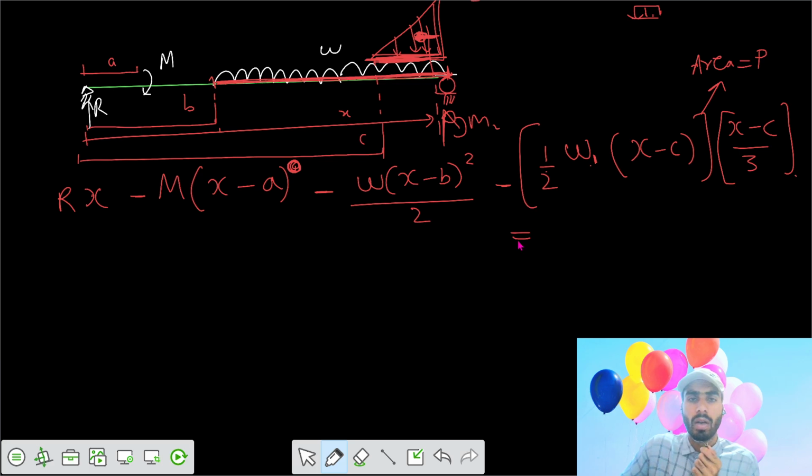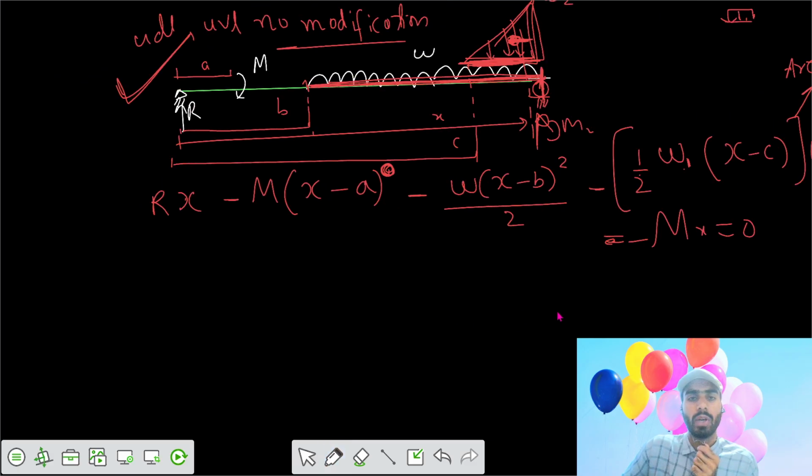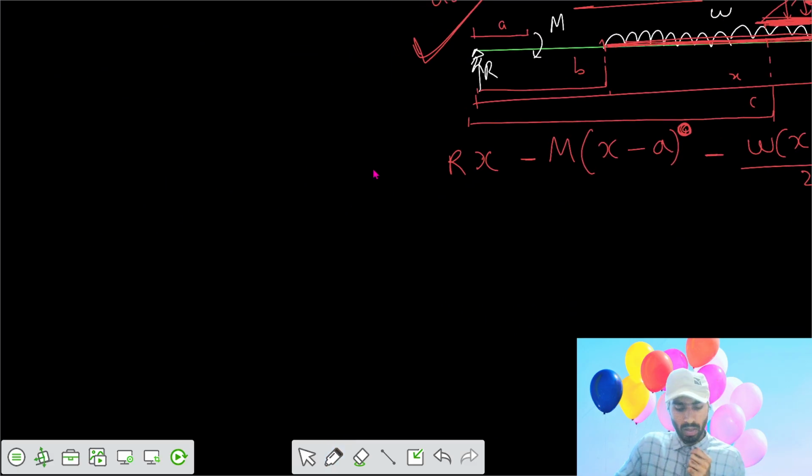And here the moment Mx equals 0. In this question, there's no need to modify the UDL and UVL, no modification needed, because the UDL was continuous till the point D, and the UVL was also continuous till the point B. So if you want, let's have some question.